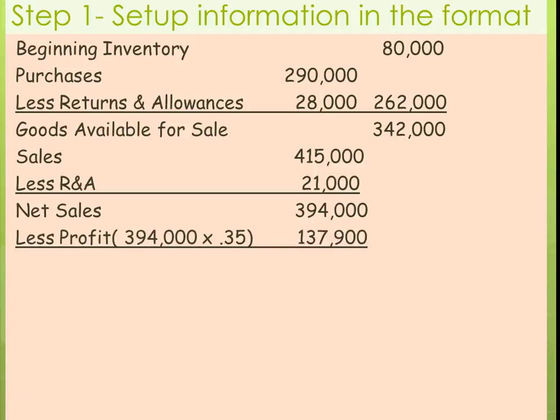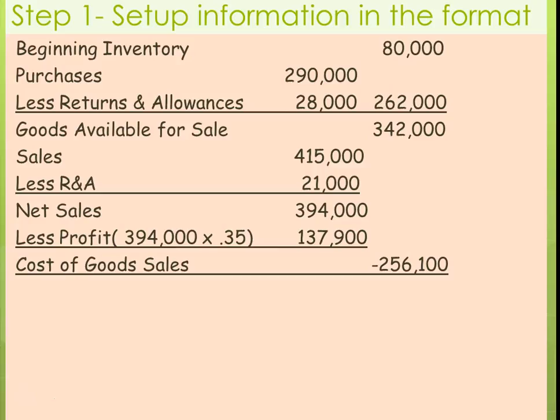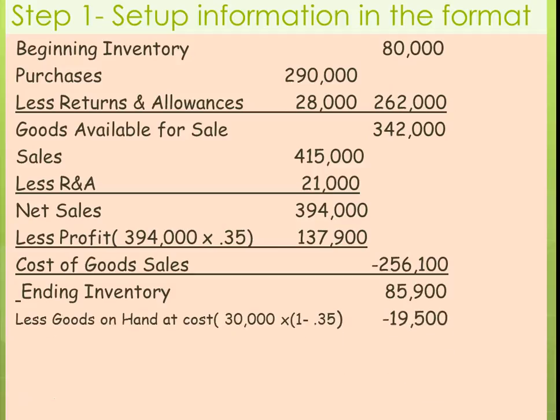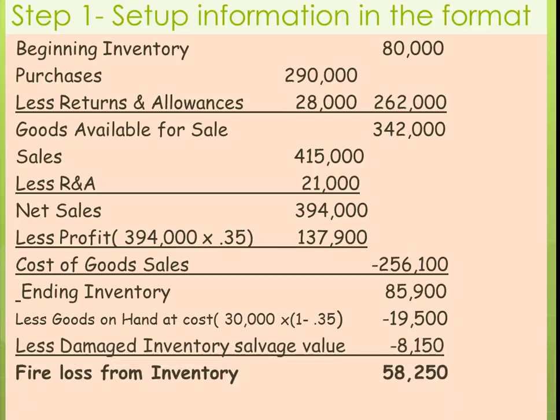Then we take the net sales times 35%, which was our profit margin, to get our profit margin in dollars. We're going to subtract that to get our cost of goods sold. We subtract that from goods available for sale, and that's going to give us our ending inventory. Except in this case, we have to take out goods on hand at a cost of $19,500, because we're only going to take 65% of that $30,000. And we're going to subtract out the damaged inventory salvage value. So for the fire loss, we would be able to claim $58,250.